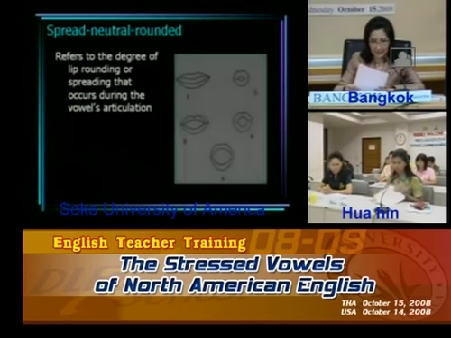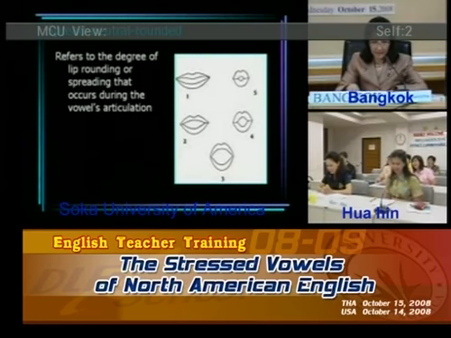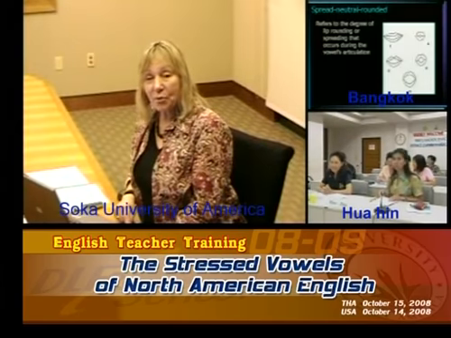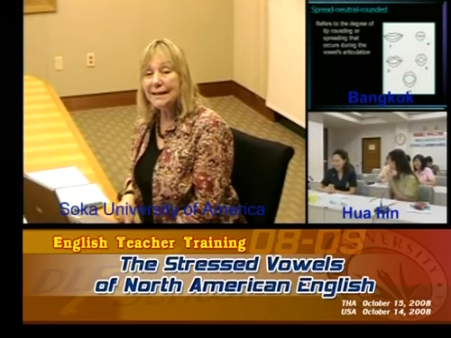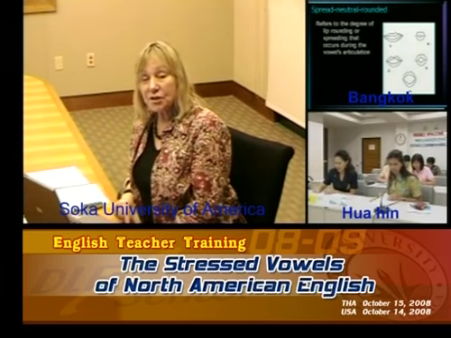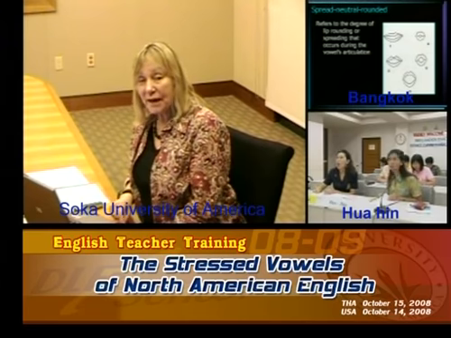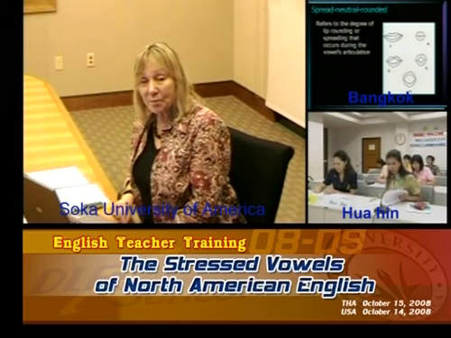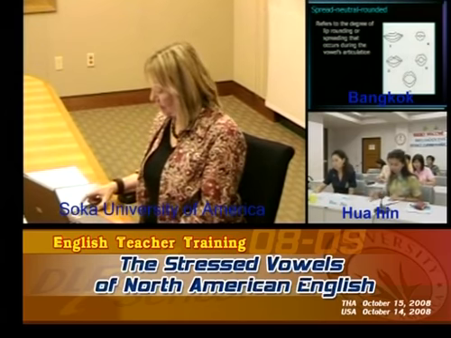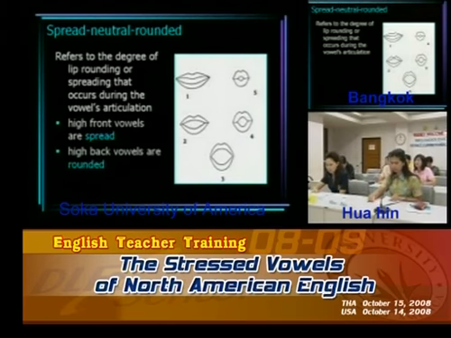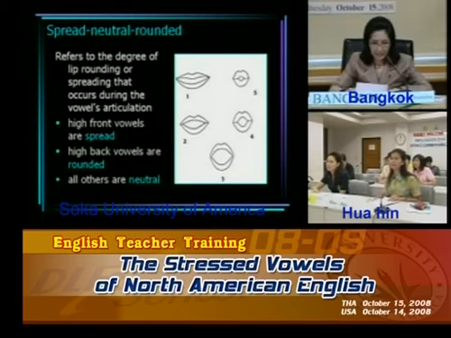Spread, neutral, rounded. Again, we've talked a lot about this in our other workshops so I don't think we need to spend a lot of time on it. This refers to the degree of lip rounding or lip spreading that occurs during the vowel articulation. If we look at picture number one on our screen, you could probably tell me that is the vowel E. If we look at picture number three, that is the vowel A. If we look at picture number five, which is the most rounded vowel of English, remember we talked about that as being the vowel OO. So these are nice lip diagrams. You can use them. You can draw pictures on the blackboard to help your students understand how to pronounce these vowels of English. Recall that high front vowels are spread, high back vowels are all rounded, and everything else is neutral.